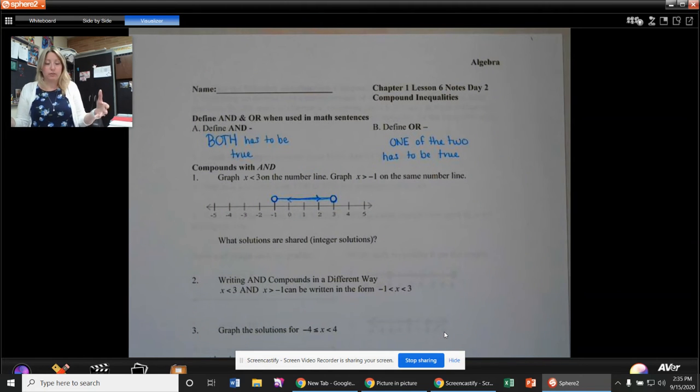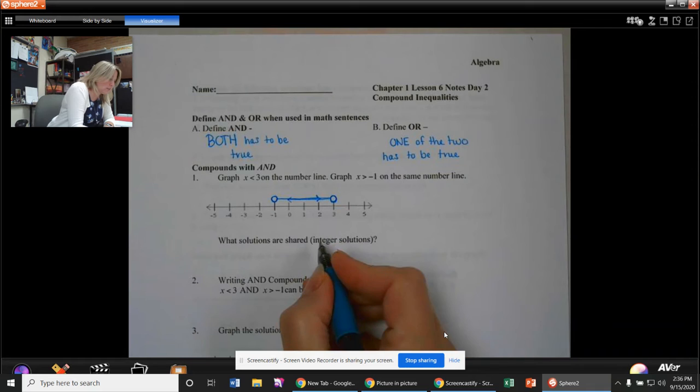And what do we notice? There's an overlap between these two. This is an "and" situation. So this "and" situation means that all of the things between -1 and 3 will make this happen because both situations need to be true. We need to be smaller than 3 and we need to be greater than -1.